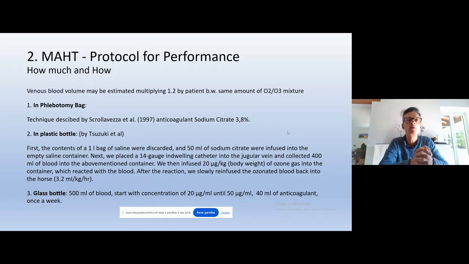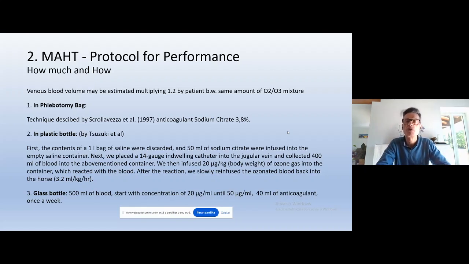the volume to be taken, and the first protocol was published by Scrolaveza. He does it in a transfusion, in a blood transfusion bag. Then the protocol, I leave you here, the protocol done by Suzuki. And basically what I do is the same protocol done by Suzuki in terms of methodology, in terms of preparing the blood, everything. I just do it in a glass bottle, withdrawing 500 milliliters of blood.